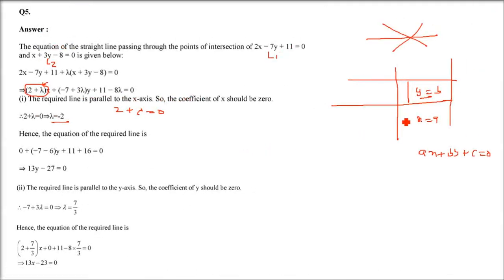And if you see, there is no x here. And there is a line which is parallel to y-axis. What does it mean? X equals a. That is, the coefficient of y should be 0. So minus 7 plus 3 lambda should be equal to 0. Lambda gives you 7 by 3. Now this lambda equals 7 by 3, put it here. So you get 13x minus 2x equals 0. You don't get y here. Here, first case, no x. Second case, no y.